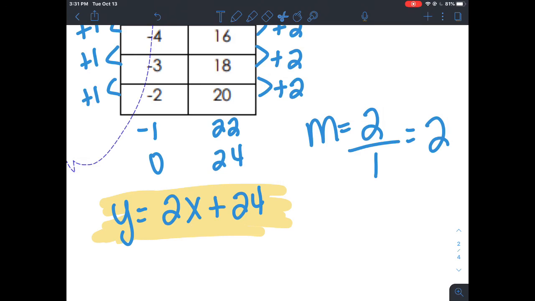So I plugged in my slope. I like 2 as just a whole number. You could have it as a fraction, 2 over 1, up to you. 2x plus my y-intercept is 24.